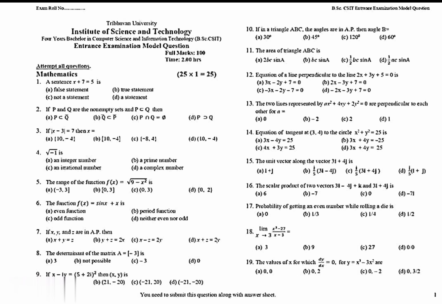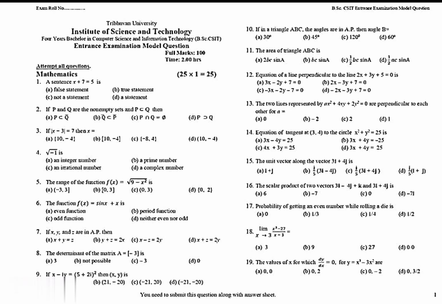Question number 1. A sentence x plus 7 equal to 5 is A. False statement, B. True statement, C. Not a statement, D. A statement. Question number 2. If P and Q are non-empty sets and P subset Q, then A. P subset Q bar, B. Q bar subset P bar, C. P intersection Q equal to 5, D. P contains Q.